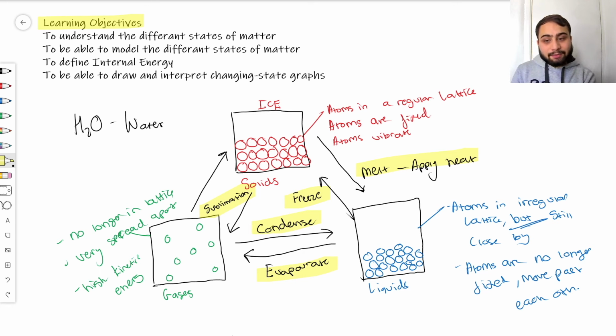Now, to condense something from a gas to a solid is beyond the scope of GCSE, so I'm not really going to talk about it now, but these are all the different states of matter and the physical processes associated with them that you need to know about. Now, we're going to put a bit more numbers to these things, and we're going to have a look at the graph of changing state.